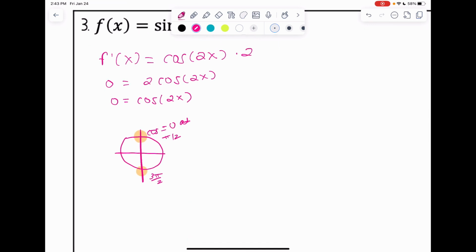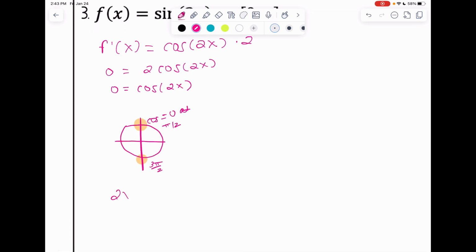However, we're looking at cosine of 2x, so we have to take that into account. So we're looking for where 2x equals pi over 2, and where 2x equals 3 pi over 2. This is going to give me pi over 4 when I solve for x. This is going to give me 3 pi over 4, and those are our two critical numbers.